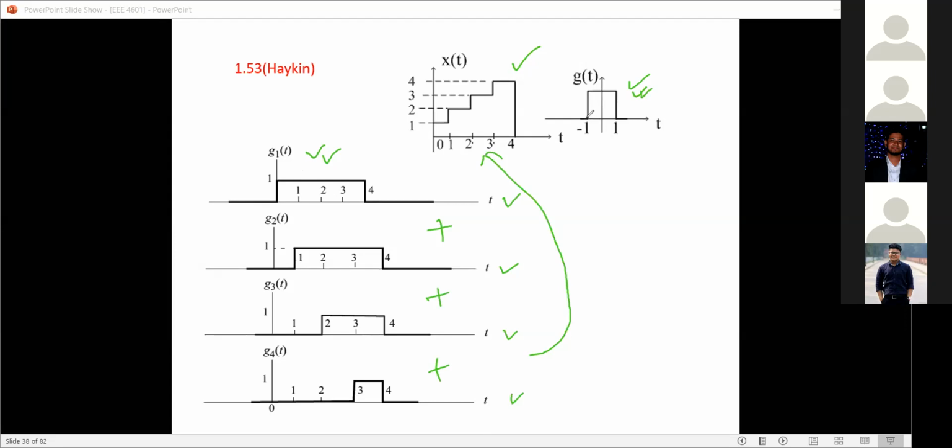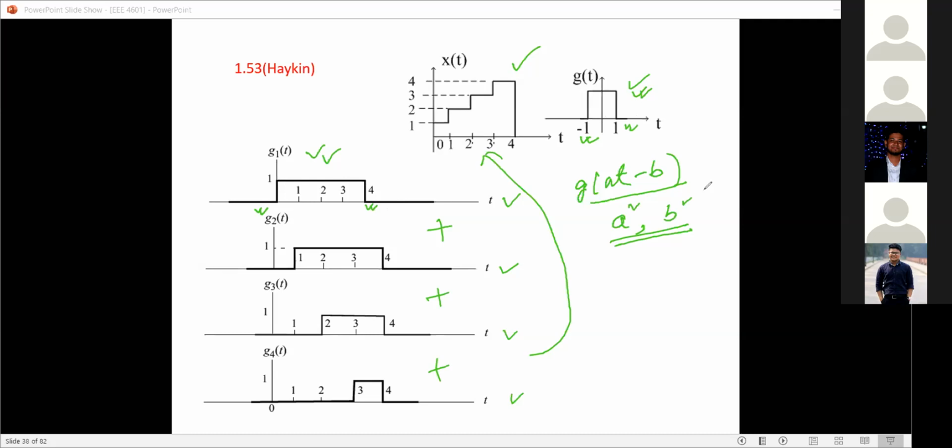G1 is expanded and time shifted. That means you have to perform this operation, G(AT minus B), on your GT, and you have to find the values of A and B. That will give you the equations needed to generate G1T. Here, the lower bound and upper bound of signal G, and the lower bound and upper bound of your new signal G1, are given. Then the unknown quantities will be A and B.